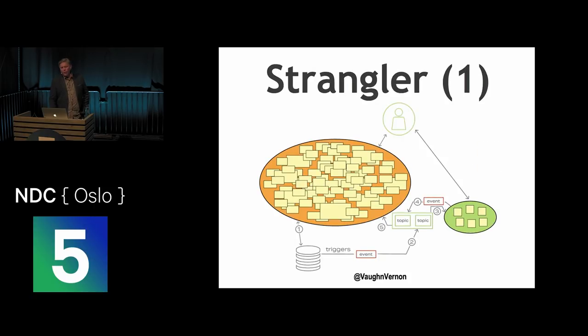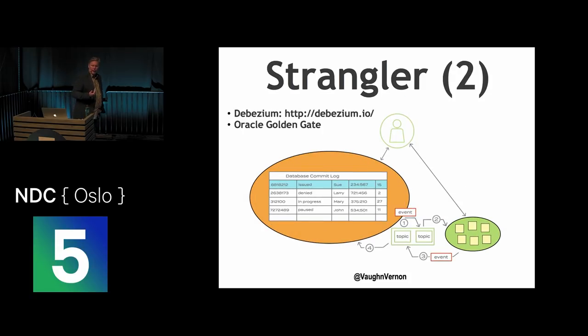So you can strangle the monolith by, for example, associating events with operations that happen in the database. You can use database triggers to do this. You can use tools like Debezium or Oracle GoldenGate to recognize when a row is inserted, updated, or deleted from a table in the database. You can produce events as an outcome and slowly feed into the new microservices and strangle the monolith a little bit at a time.